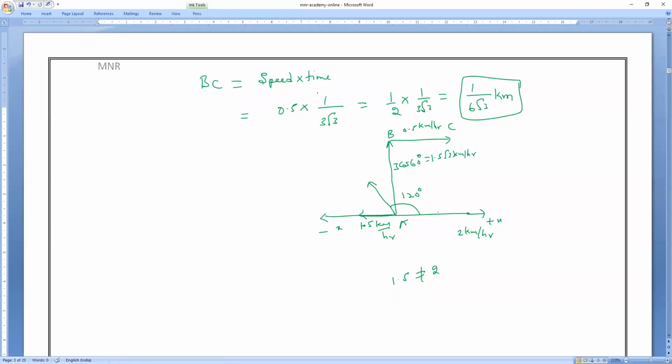So finally, he tried to move with a 120 degree angle, but due to the drift speed, he has traveled to the point C. So the new point where he meets is 1 by 6 root 3 kilometers away from the point B. They are asking at what point on the opposite bank will he arrive. He will arrive at the point C, that is 1 by 6 root 3 kilometers away from the point B. That's the answer.